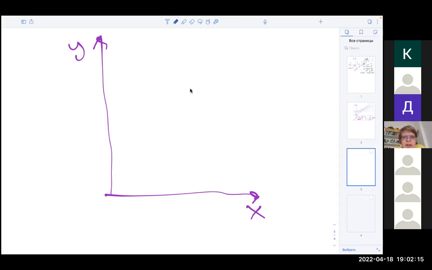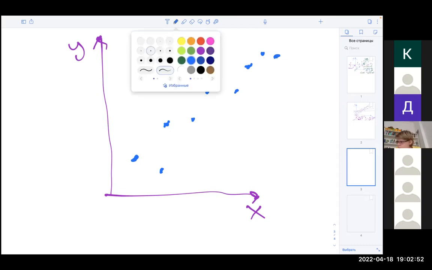If there is not so much data, there will be problems. Can you formulate what the problem is here? Why is it a problem? Any ideas?